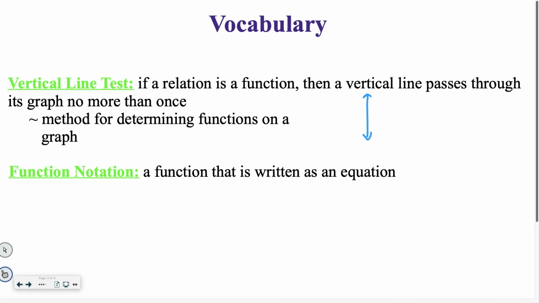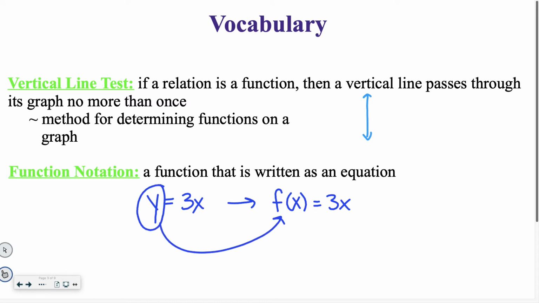And then function notation. So you guys have seen things that maybe look like this, where we have maybe like y equals 3x, okay? Function notation of that is instead of writing y, I replace y with f of x. That's how you say that out loud. Okay, so instead of writing y, I write this. That is function notation. And it works the same way. Nothing else changes except the looks of it. It operates just the same way.